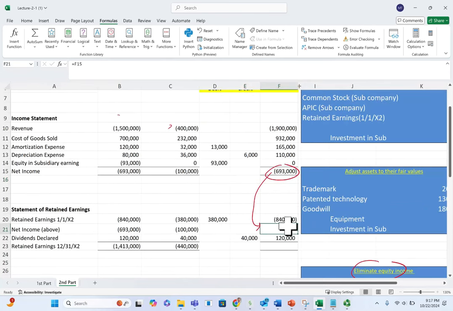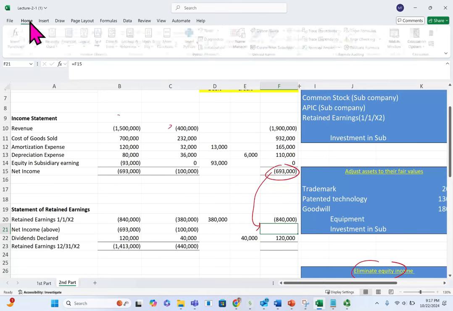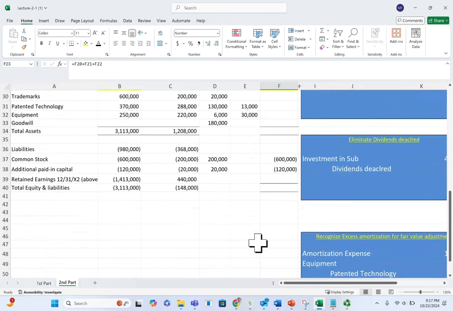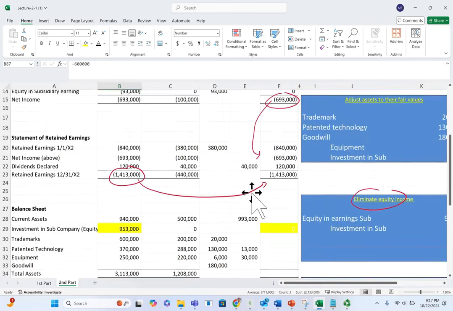Because I have 840 of beginning retained earning consolidated, plus net income of 693 minus the dividend of 120 equal to retained earning of 1,413. And what did I tell you at the beginning? The only thing that's going to survive is the parent equity, 1,414. And let's finish this and let's bring it down here. We're done with all the equity. So the only thing in the equity that survived, notice it's the parent equity, the only thing that survived in the consolidated column. Let's keep going.